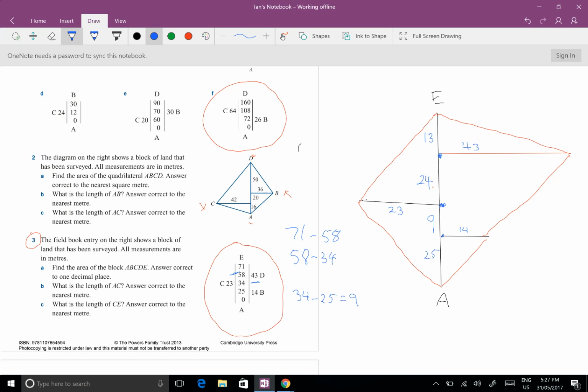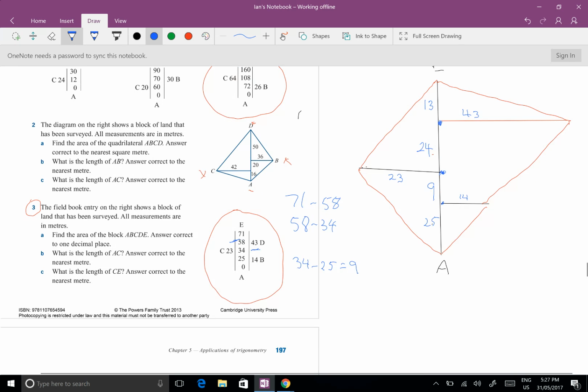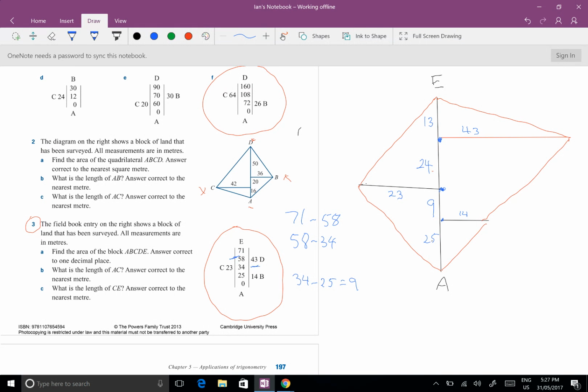Now I've got my fieldbook sketch. I can find all the dimensions of things that I need to find. So the first thing it tells me is to find the area of this thing. Well, there are 4 areas. There's this big triangle here. Actually, I'll put the letters on first. So we've got C here, B here, and D here. So ACE, this bit here, is one big triangle.